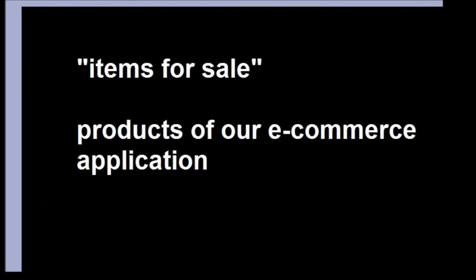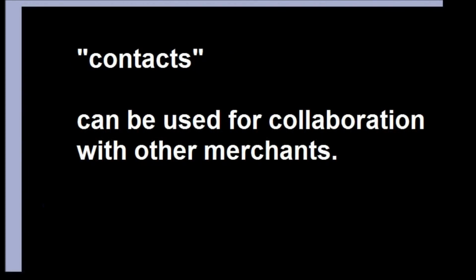Items for sale. These are the products for our e-commerce application. They can sort by locality, as well as with a variety of other variables. Merchants or individuals can place items up for sale. Your account page will give you an inventory of what you have for sale. Contacts. These can be used for collaboration with other merchants. They can be linked to locations or outside websites. Merchant accounts can share contacts and provide sales services for one another.